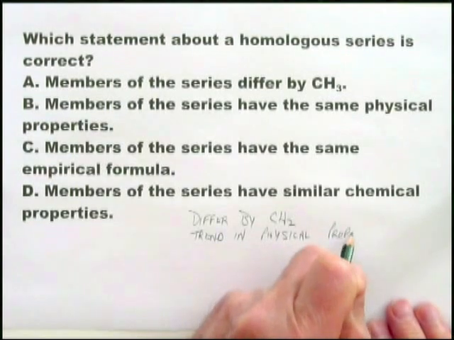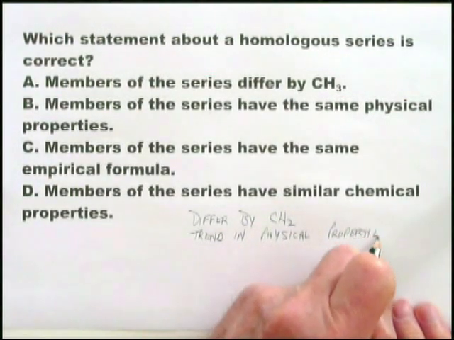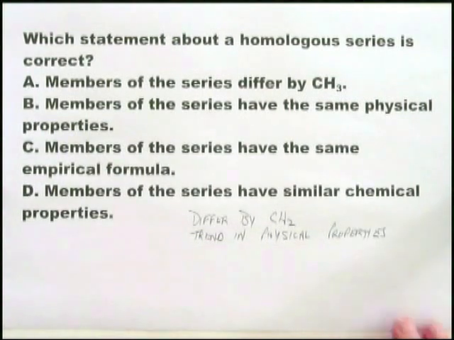And by that I mean that the early members may well be gases like methane and ethane in the homologous series of alkanes. Some of the middle members, pentane, hexane, are liquids. And the later members, when it's C20 or higher, are solids. So there's a trend in physical properties, and that applies to melting points, boiling points, and various other types of properties that can be discussed.